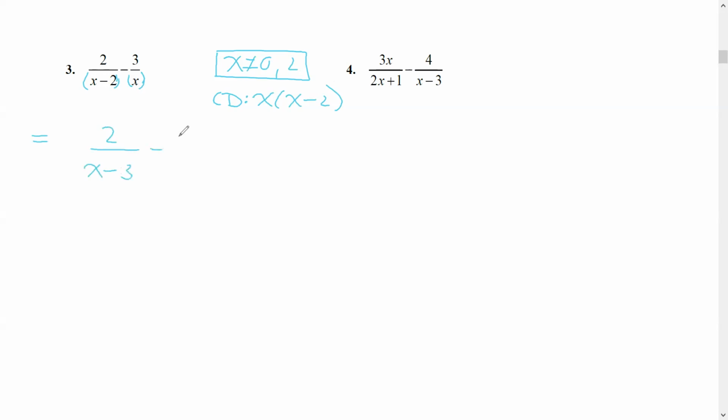Copy down what I've got. So now I say to myself, the first term needs an x in the denominator.